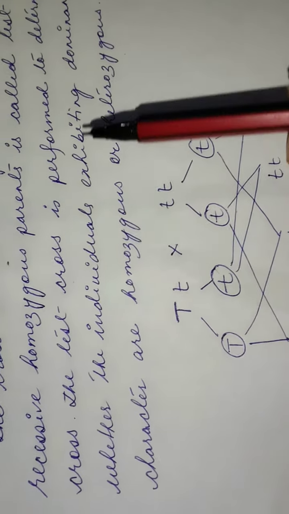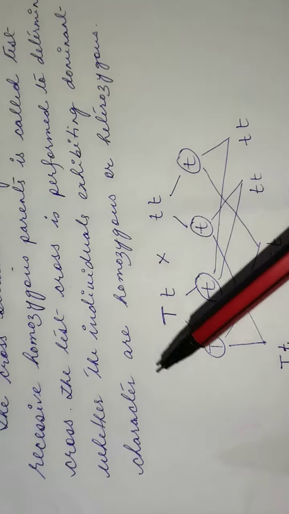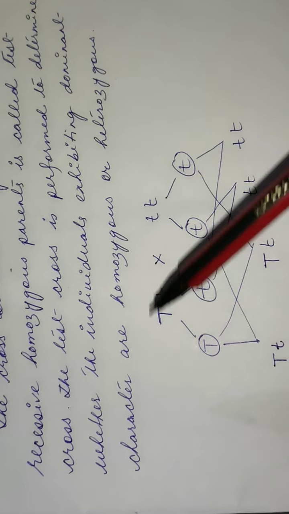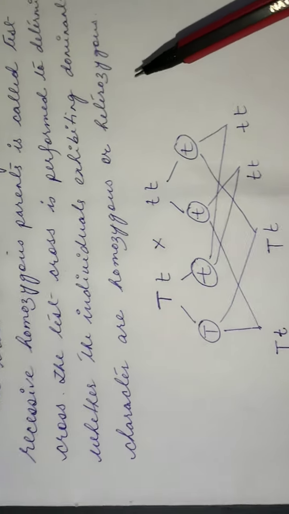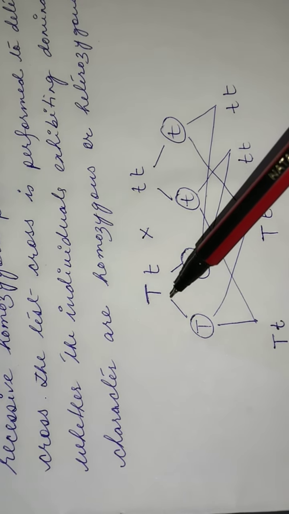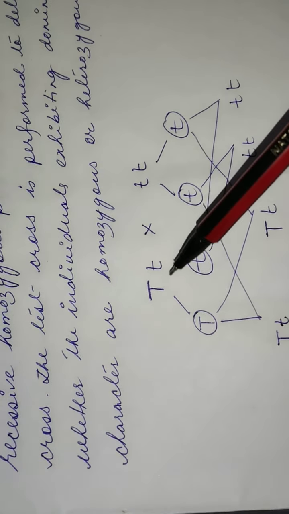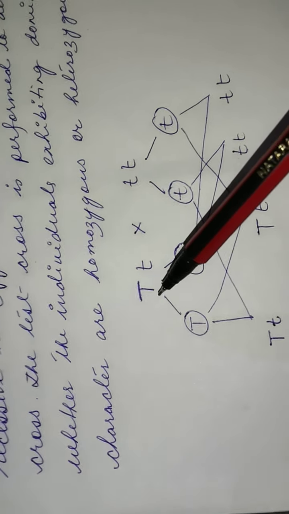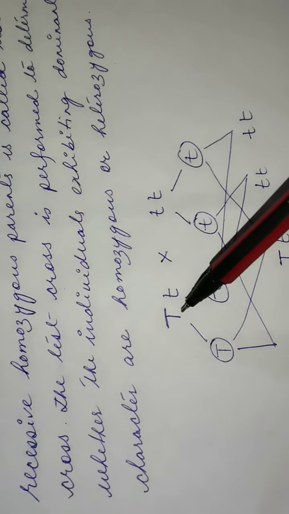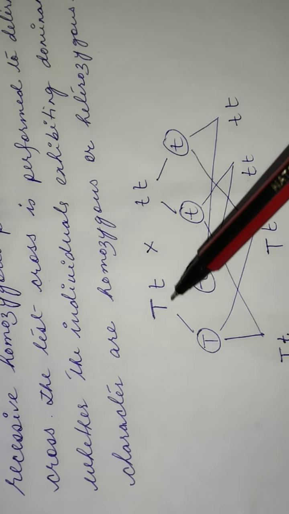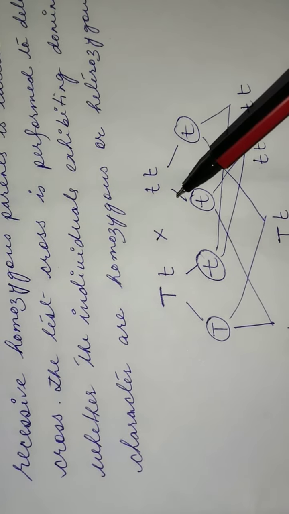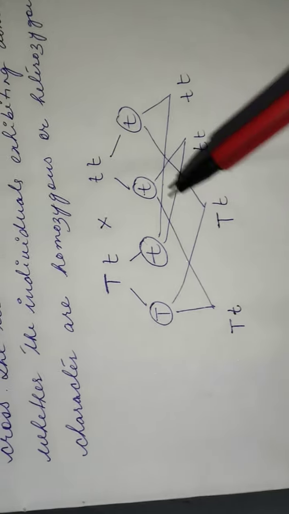So the test cross is performed to determine whether the individuals exhibiting dominant character are homozygous or heterozygous. So phenotypically this plant is tall, but we don't know whether this is homozygous tall or heterozygous tall. So to know whether this tall plant is homozygous or heterozygous, this cross is performed. Okay.